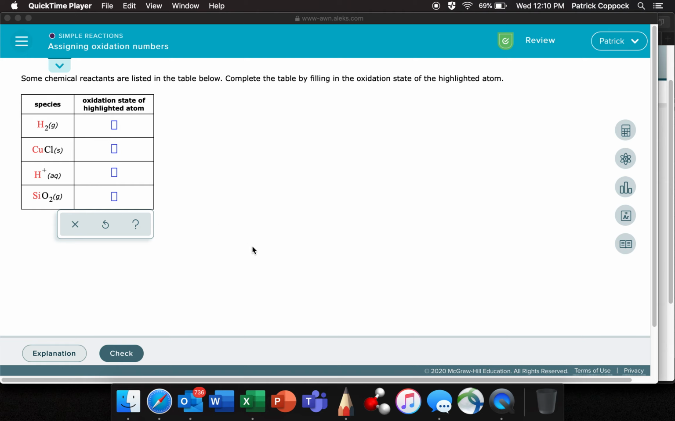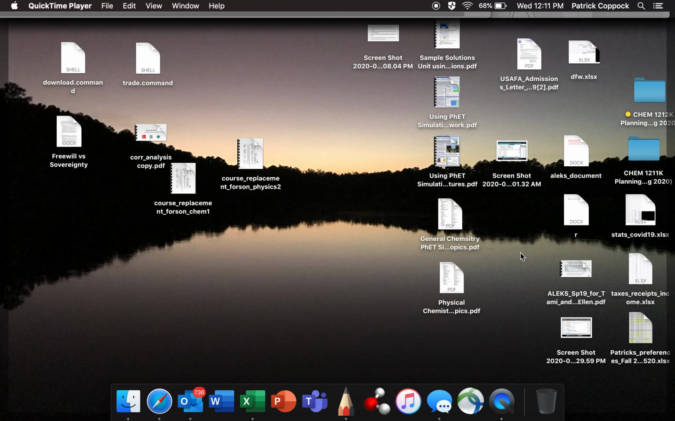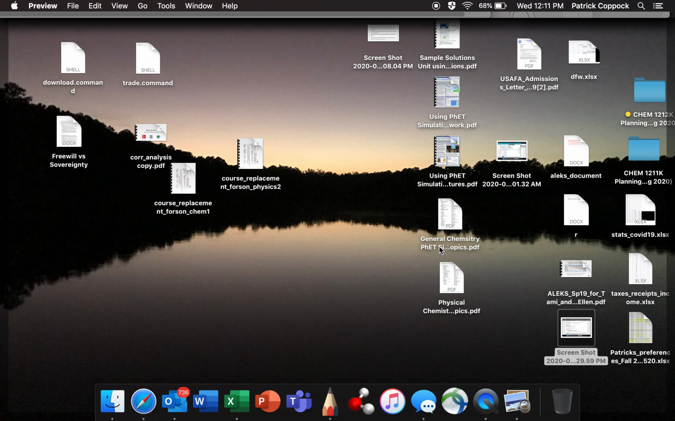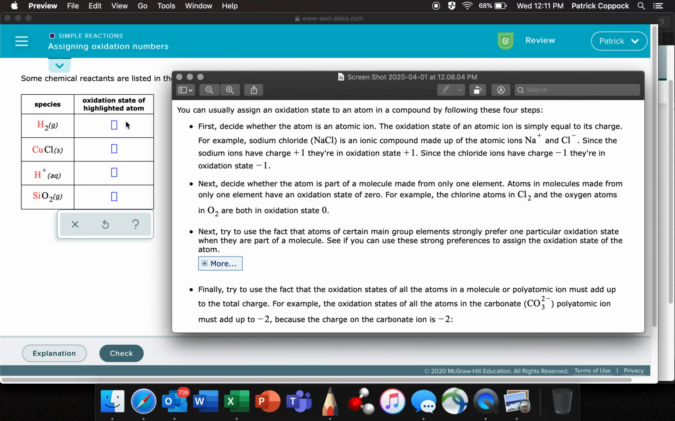So there are rules for assigning oxidation numbers, and if you click on the explanation, you'll see those rules, and they're excellent rules. What I've done is I've got a screenshot here with the list of rules. What I would do if I were you is I would pull those rules out and hold them next to you as you do this question, right?